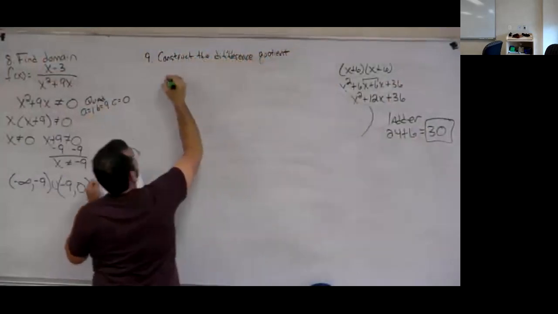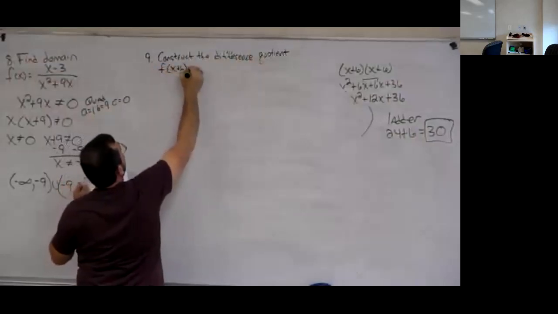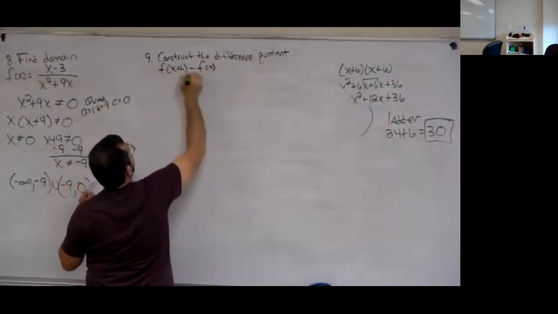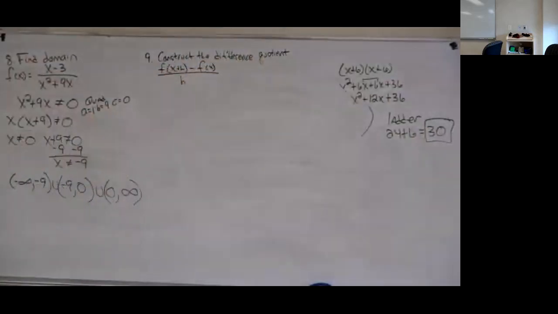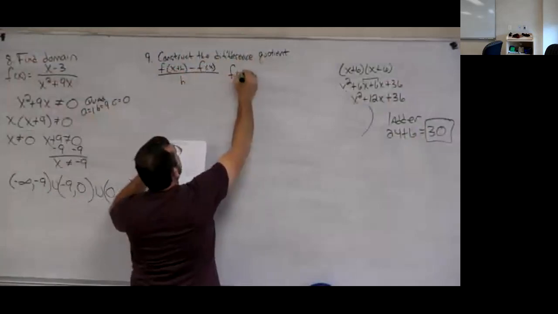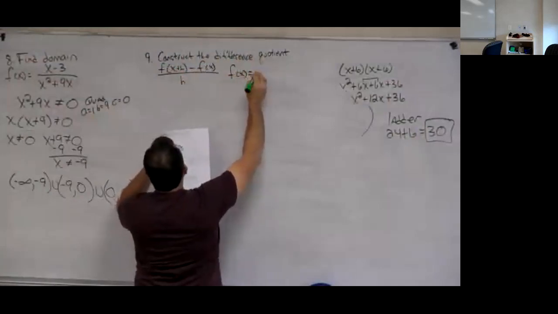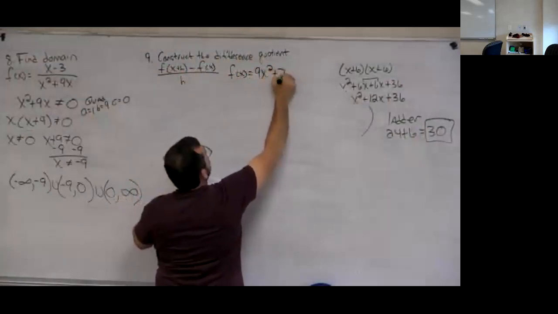And we give you the formula. Difference quotient is f of x plus h minus f of x all over h. So we're going to give you that on the test. The function they're giving me, f of x equals 9x squared plus 7x.